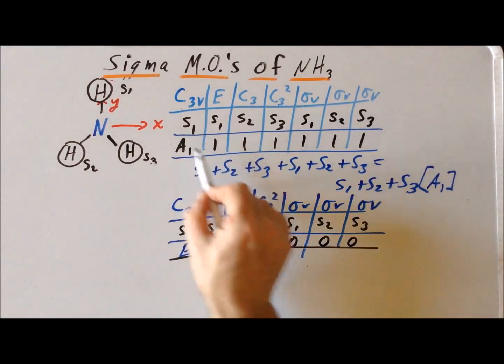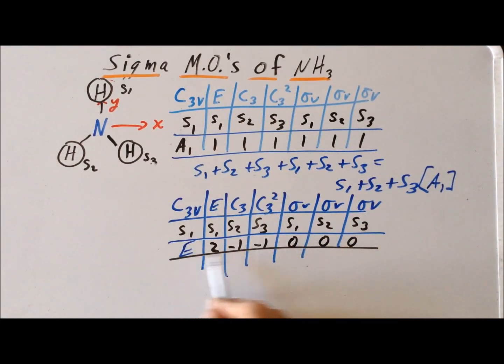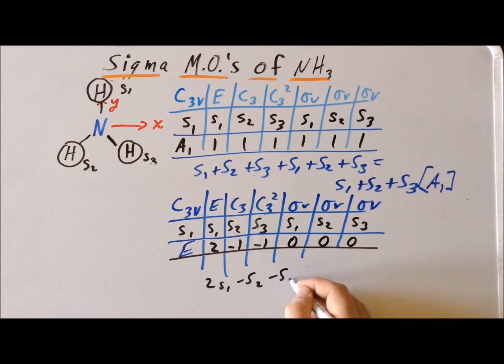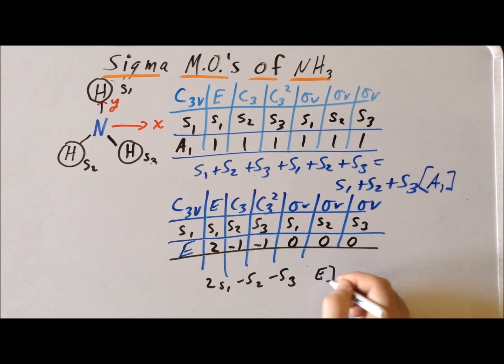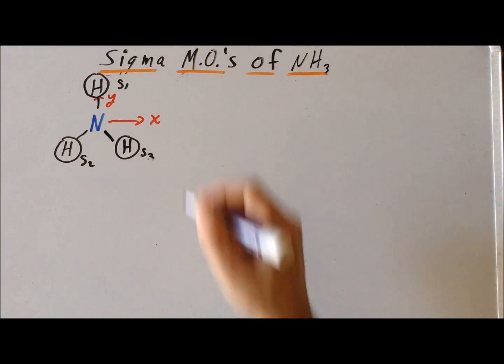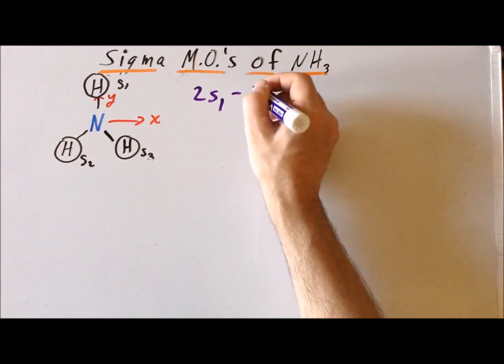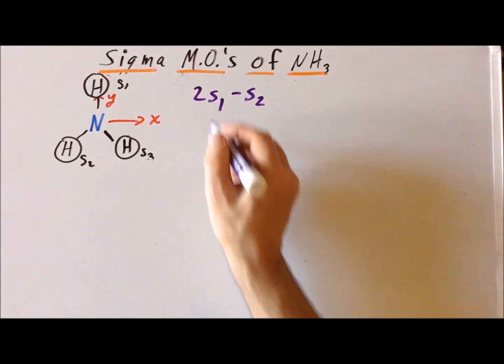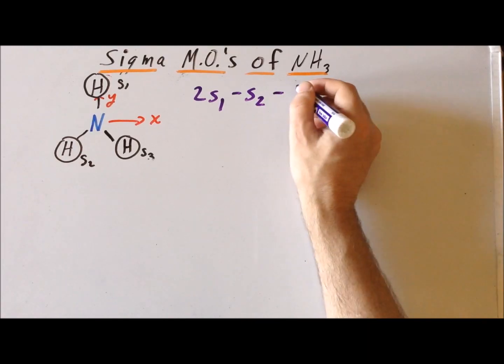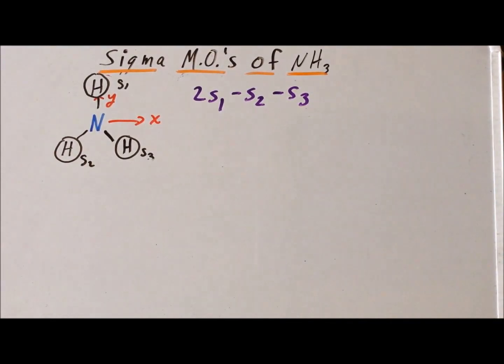So now again, we do the same thing we did for A1. We multiply the characters in the second row times the terms in the first row. And we get 2S1 minus S2 minus S3. And this is one of the two E molecular orbitals. Now we've seen that one of the two doubly degenerate E molecular orbitals can be described as 2S1 minus S2 minus S3. So now we need to find the other member of the pair.